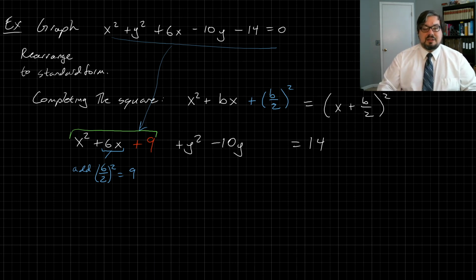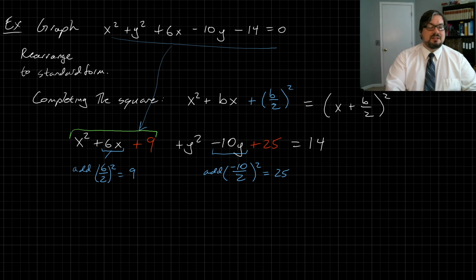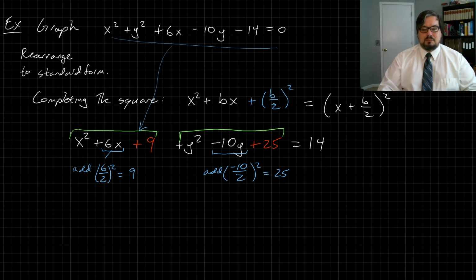And let's do the same thing with the y's. Again, I'm going to take the coefficient of the y's, divide it in half and square it. Let's see, negative 10 over 2 is negative 5. Negative 5 squared is 25. And I want to add 25 to this. And now the whole y piece here, y squared minus 10y plus 25, is going to factor as y plus or minus something squared.